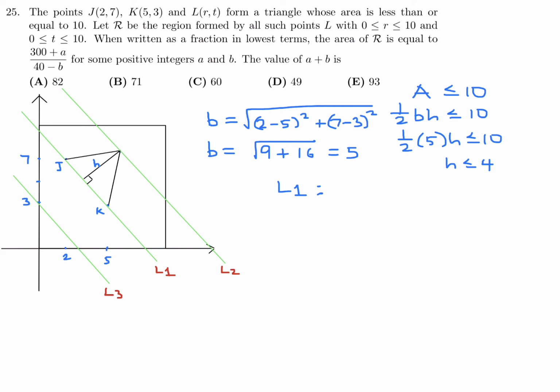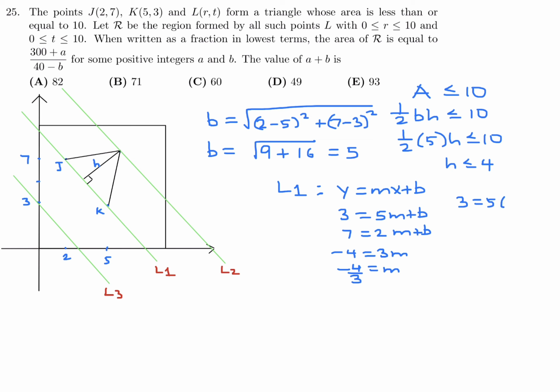We've got 2 points, right? J and K. We can easily figure this out. Y is equal to mx plus b. So 3 would be equal to 5m plus b, and 7 would be equal to 2m plus b. Subtract, and when you do, you get minus 4 is equal to 3m. Therefore, m is equal to minus 4 over 3. And now we've got to figure out b. Substitute that in. Any of the points is fine. 3 is equal to 5 times minus 4 over 3 plus b. And when you solve for b, you get 29 over 3.